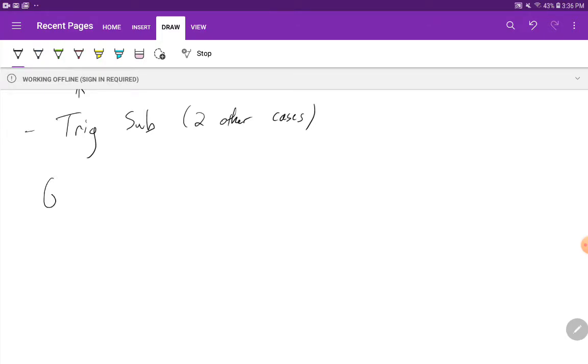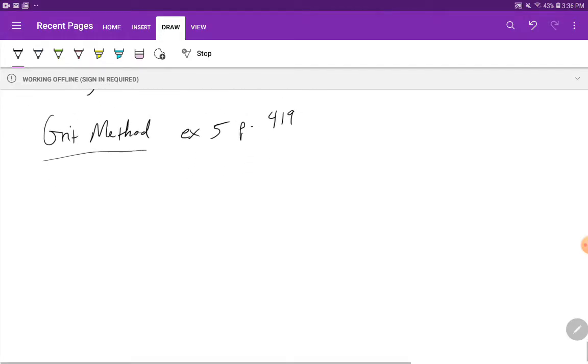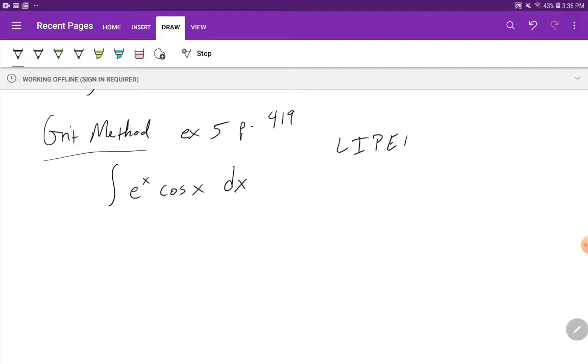All right, so let's talk about grit method. This is example 5 from your textbook, page 419. I think they titled it "going in a circle" or whatever. We'll talk about why it's called the grit method, and this is a kind of fun example. I think it's fun. But if we use that acronym I showed you guys during class today, LEPET, right? If you don't remember, LEPET was the thing that helps you choose the u function, not the dv function, for integration by parts.